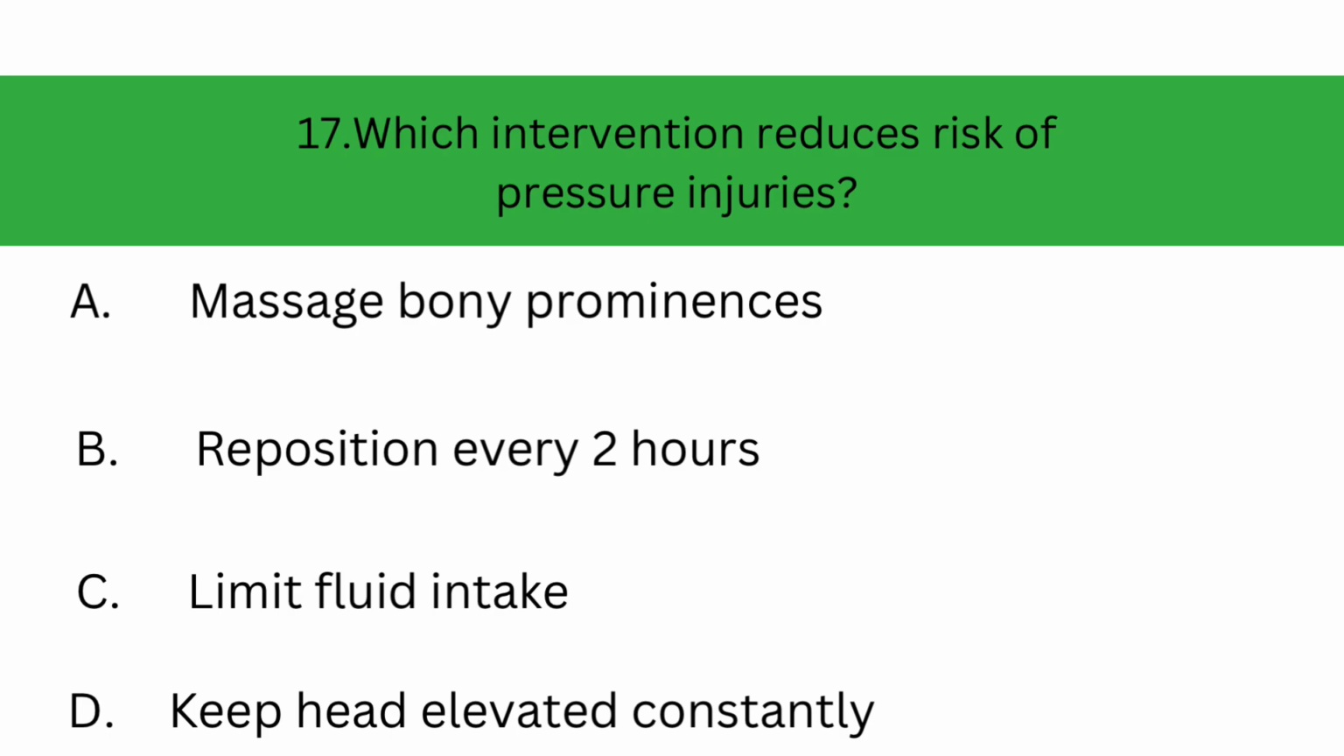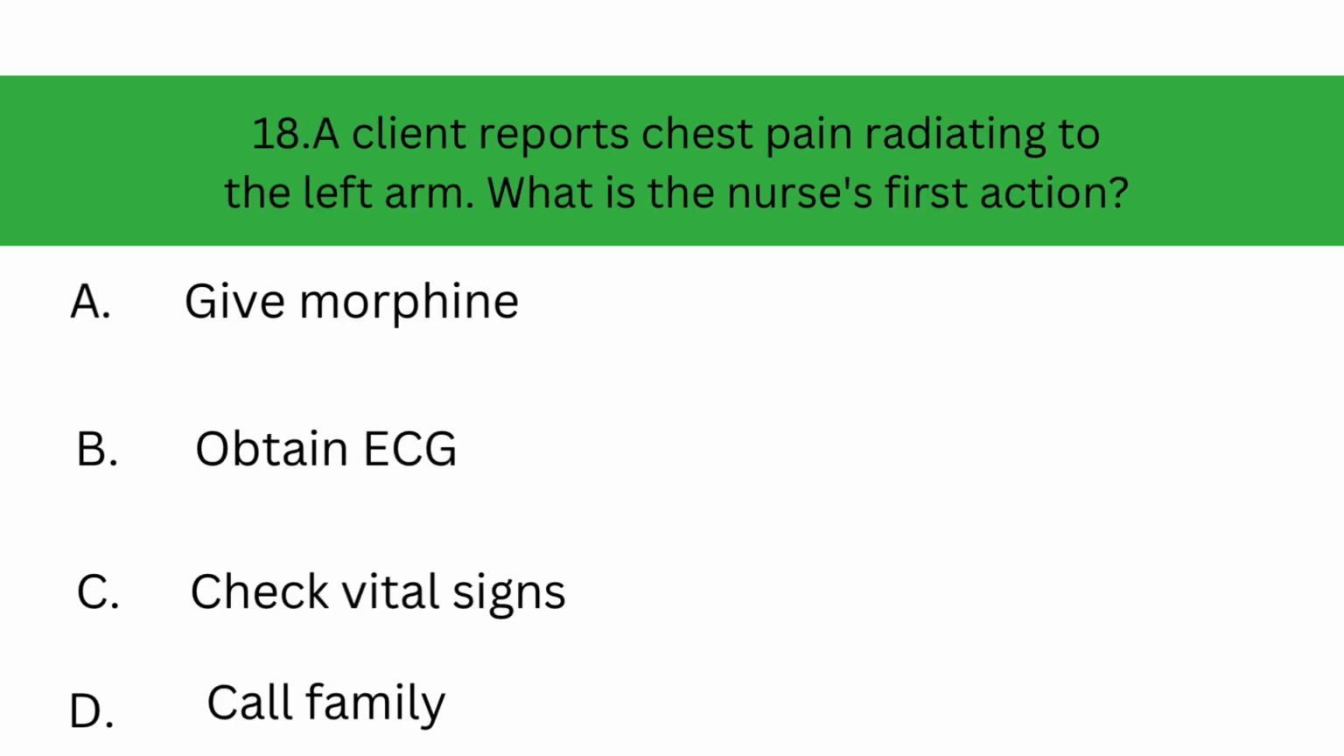17. Which intervention reduces risk of pressure injuries? A. Massage bony prominences. B. Reposition every 2 hours. C. Limit fluid intake. D. Keep head elevated constantly. Correct answer: B.